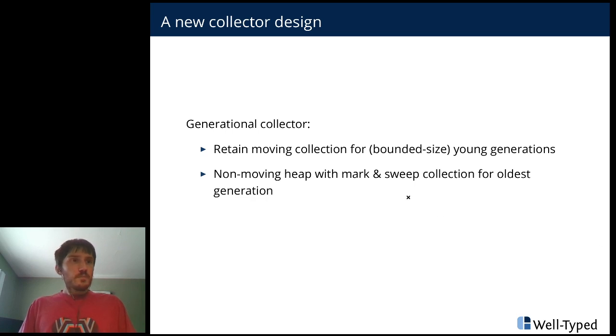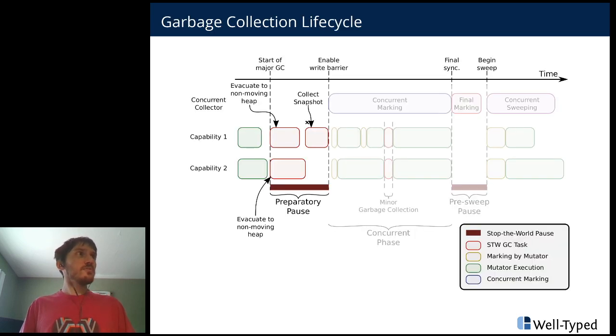So while the moving generations still require stop-the-world pauses for collection, these collections are bounded length. Now, to achieve this, we relied on a design for a concurrent mark and sweep collector and heap structure that was described by Ueno and Ohori in their 2016 ICFP paper, which described a collection strategy that looks something like this. So here at the outset, we have two capabilities running mutator code when we realize we need to initiate a major garbage collection. At this point, we suspend mutation, and we begin evacuating data into the non-moving heap from the moving generations.